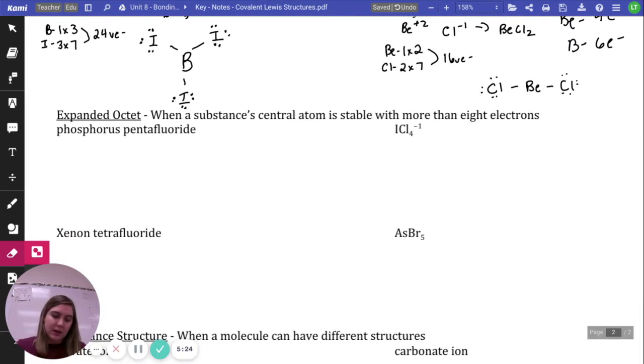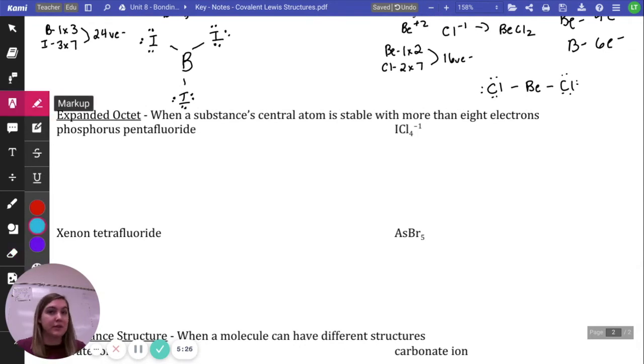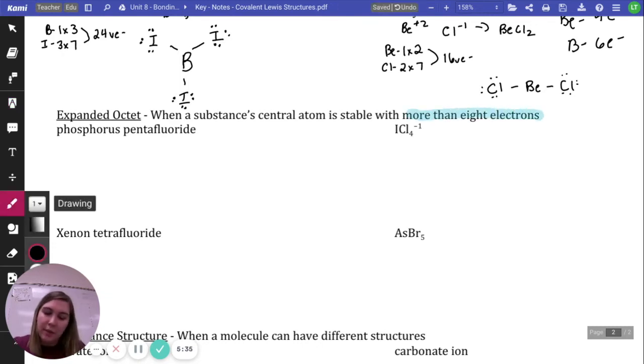Now let's look at an expanded octet. So, opposite of an incomplete octet, an expanded octet is stable when it has more than 8 electrons. And this only happens in the 3rd period and below.